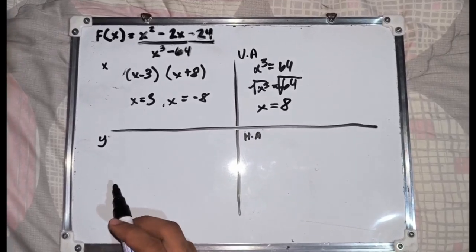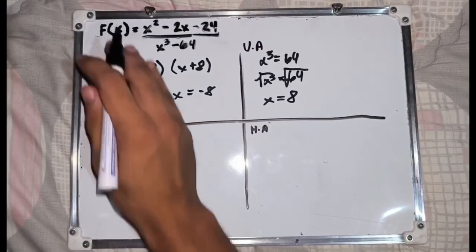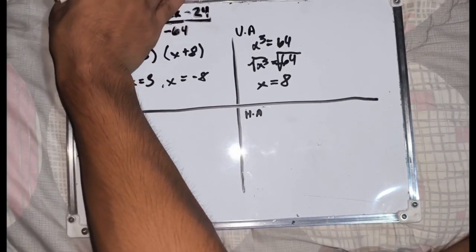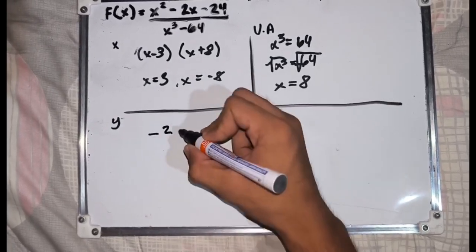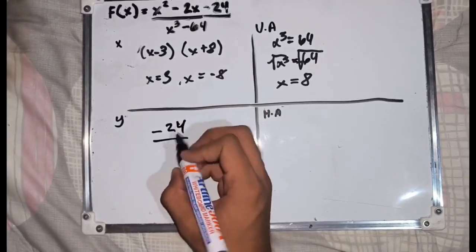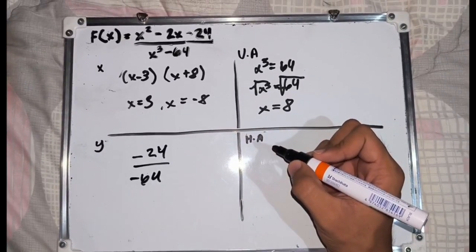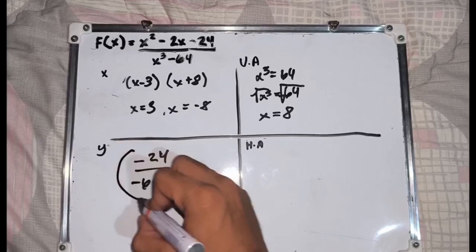Then next, we will solve for our y-intercept. We all know that to solve for the y-intercept, we just cover the terms with variables. So we will write negative 24 over negative 64. And that's it. We have our y-intercept.